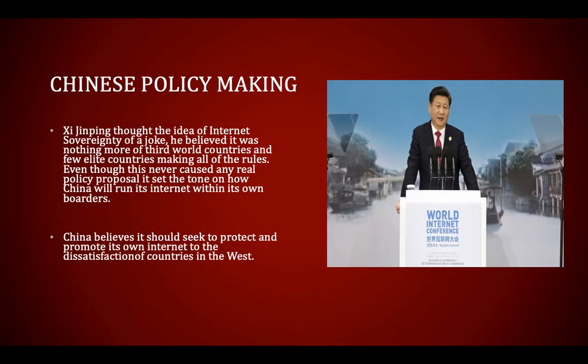More Chinese policy making. Xi Jinping thought the idea of internet sovereignty was a joke. He believed it was nothing more than third world countries and a few elite countries making all the rules. Even though this never really caused any real policy proposal, it set the tone of how China will run its internet within its own borders. China believes it should seek to protect and promote its own internet, to the dissatisfaction of countries in the West.